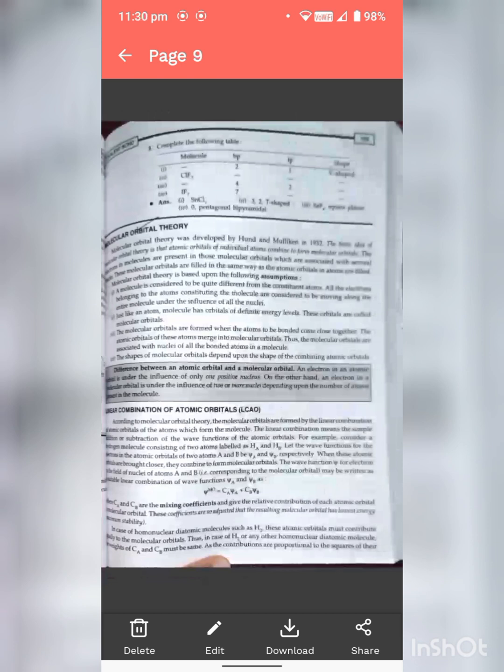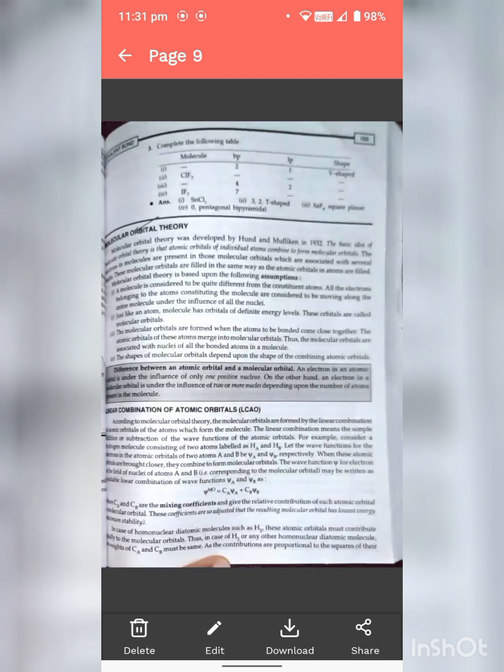Molecular orbital theory is based upon the following assumptions. First, a molecule is considered to be quite different from the constituent atoms. All the electrons belonging to the atoms constituting the molecule are considered to be moving along the entire molecule under the influence of all the nuclei. Just like an atom, a molecule has orbitals of different energy levels. These orbitals are called molecular orbitals.